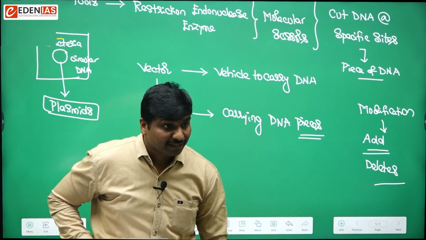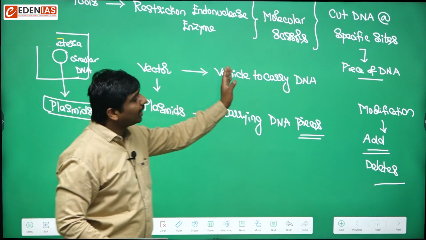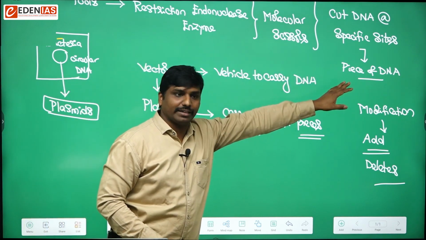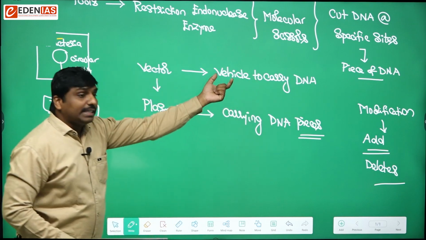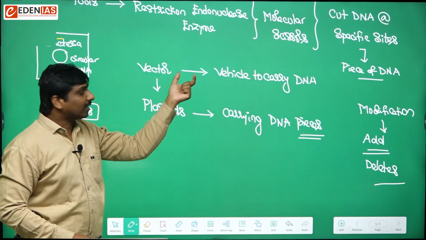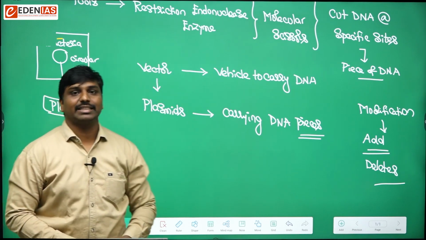How are vector and plasmid related? Vector is nothing but the vehicle used to carry the DNA piece from one genetic material to another. So this vehicle which we generally use as a vector is nothing but plasmid. Plasmid is nothing but that vector.